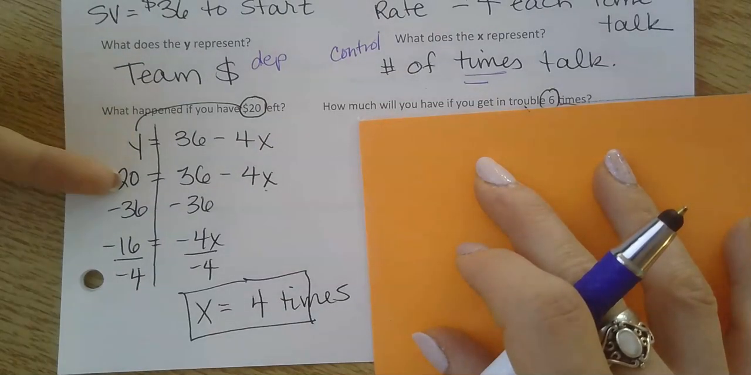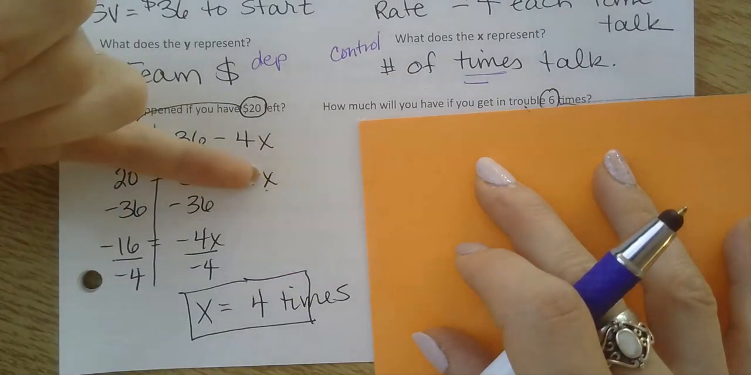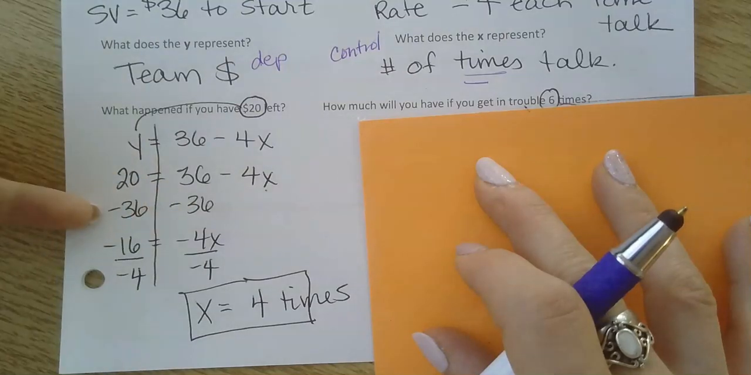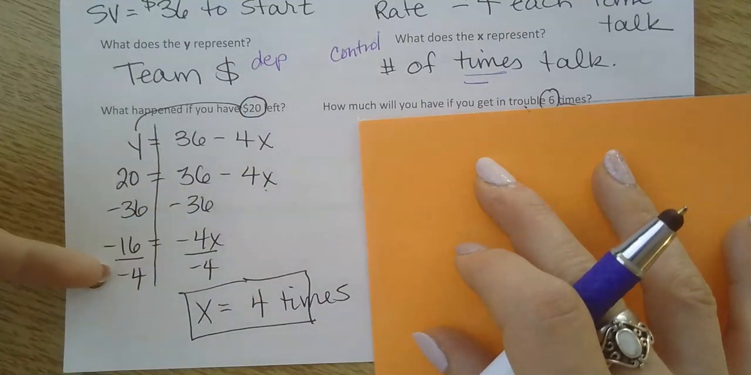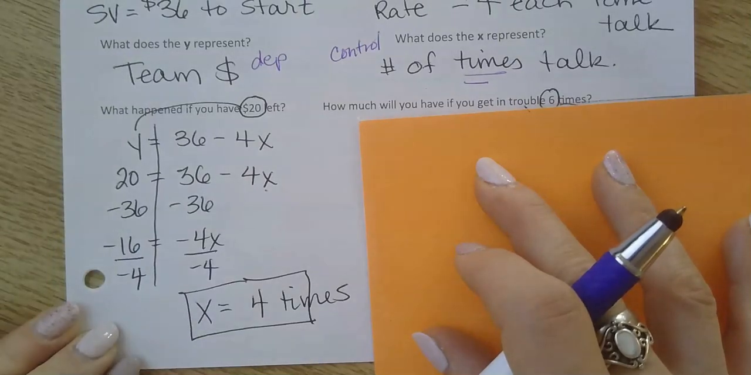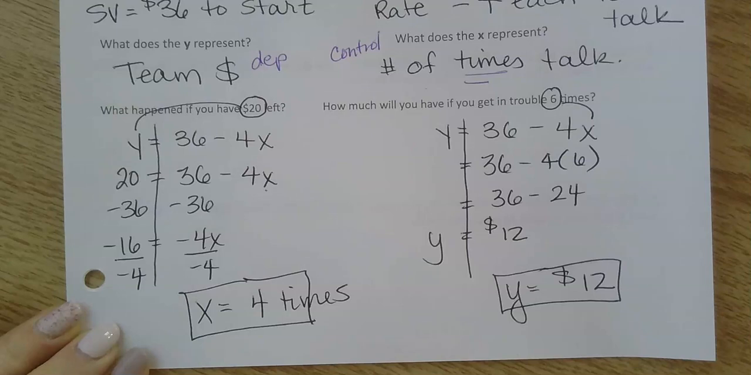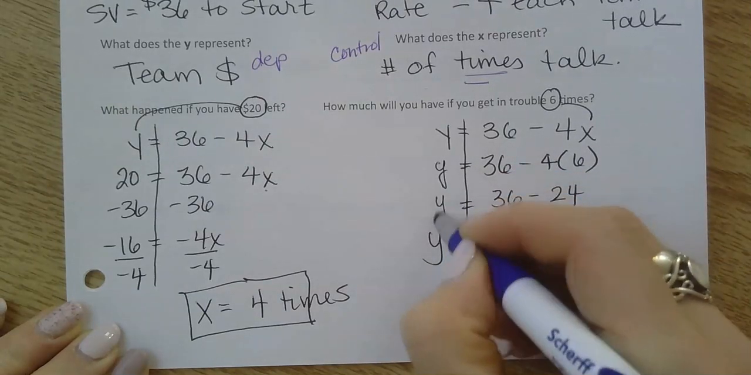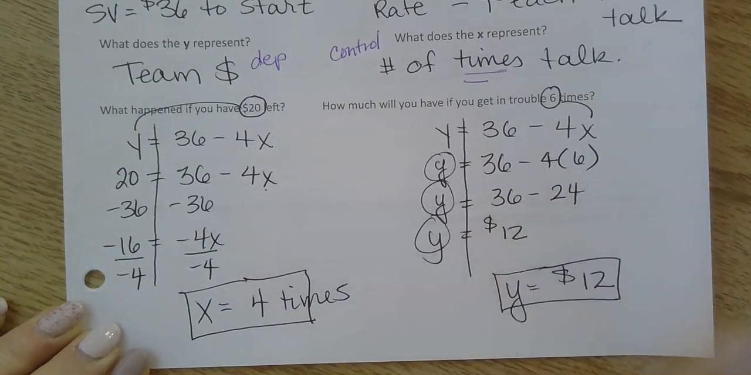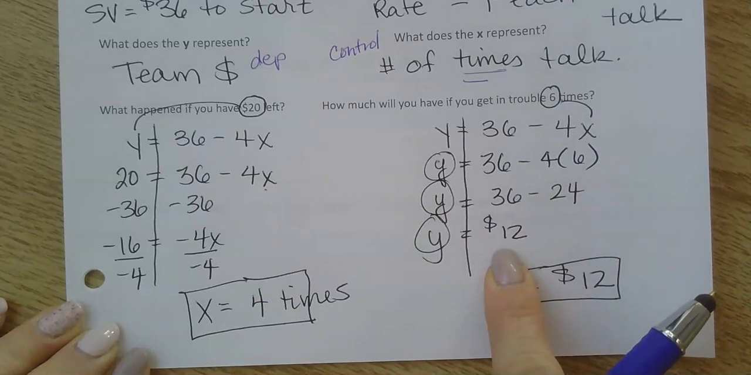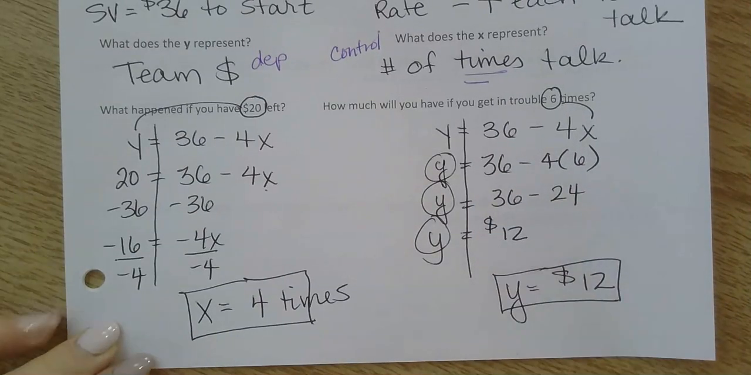Okay, so I finished working this out. I had to get x by itself, so minus 36 on both sides, bring it down, divide by -4 on both sides, and I got that. And then on this side, plug the 6 in for x, and now y is already by itself over here, so I'm simply working this out until I evaluate it and get y equals 12.